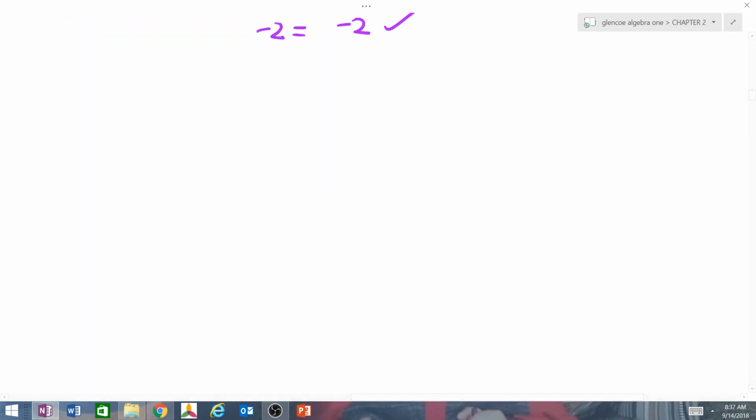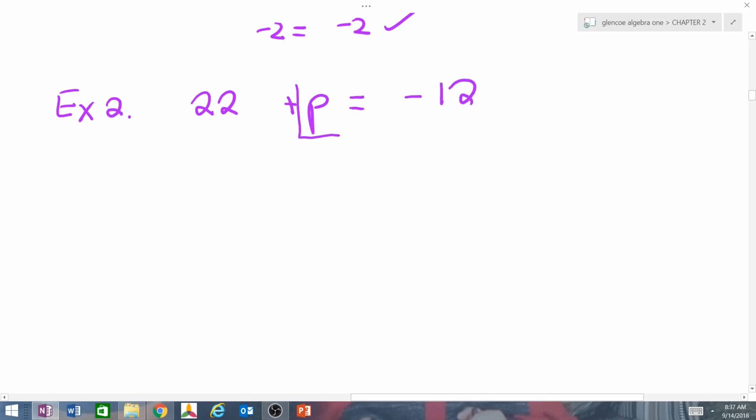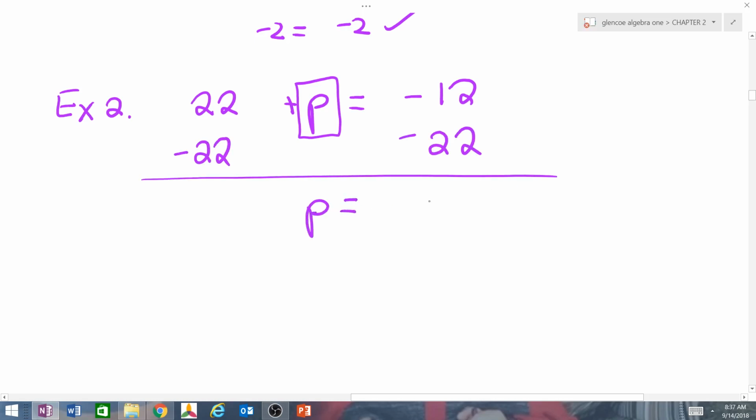Yes. Okay. Example number 2. And again, I know it's in your notes, but I always like to work them for you. This is 22 plus p equals negative 12. So here's my variable. My variable is p. So the question is, am I going to add 22 to each side or subtract 22 from each side? I'm subtracting because there is no minus sign in front of 22, which makes me realize that 22 is positive. So the opposite operation would be subtraction, and I now have p equals negative 34.